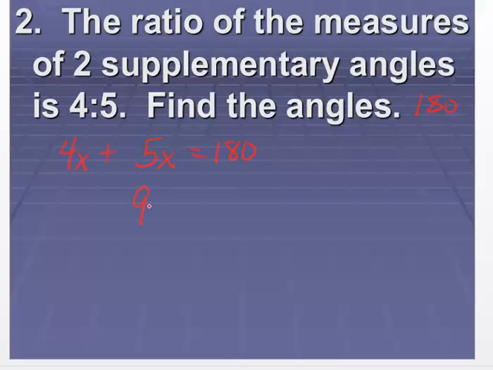4x plus 5x is 9x, so 9x equals 180. And when we divide by 9, we find that x is 20. Again, we were asked to find the angles, so I'm going to plug back in. Our smaller angle, the one that's 4 parts, is 4 times 20, so it's 80 degrees. The one that's 5 parts is 5 times 20, so it's 100 degrees.